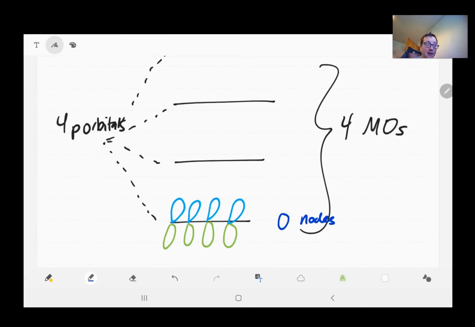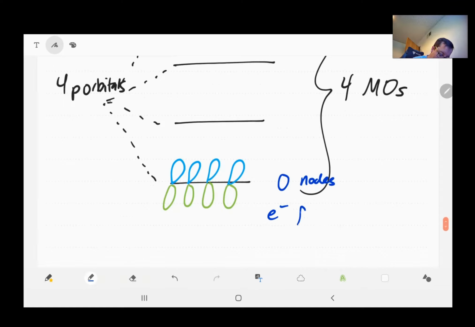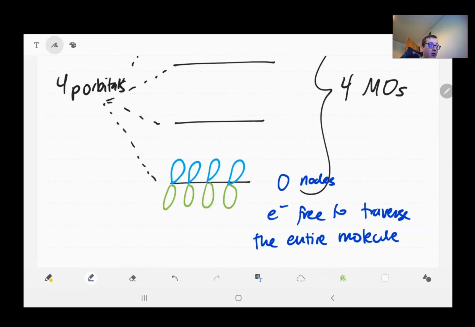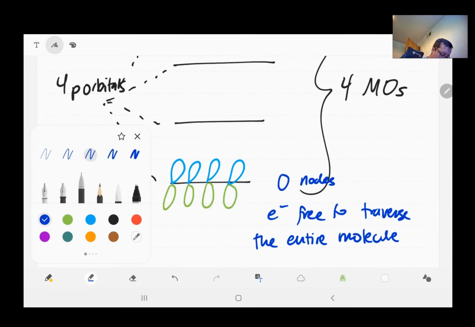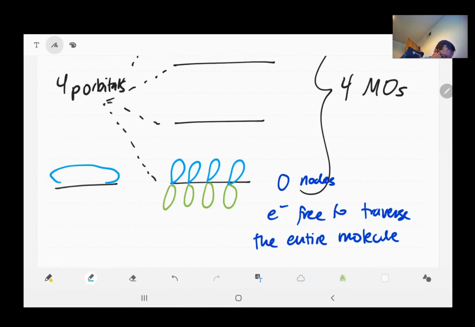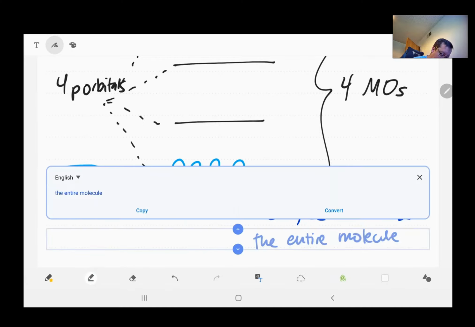So the electrons are completely free to traverse the entire molecule. So they can go crazy. They can go all over. So they're all kind of happily integrated together. You might see this written then as this kind of blob, because all of these completely overlap, and we have this sort of nice arrangement of them. So that's our lowest energy state. And we're going to have 2 electrons there. So 2 electrons are going to go into that state.